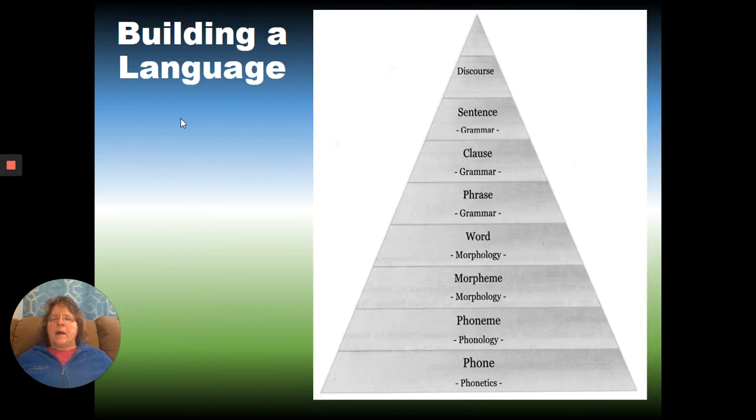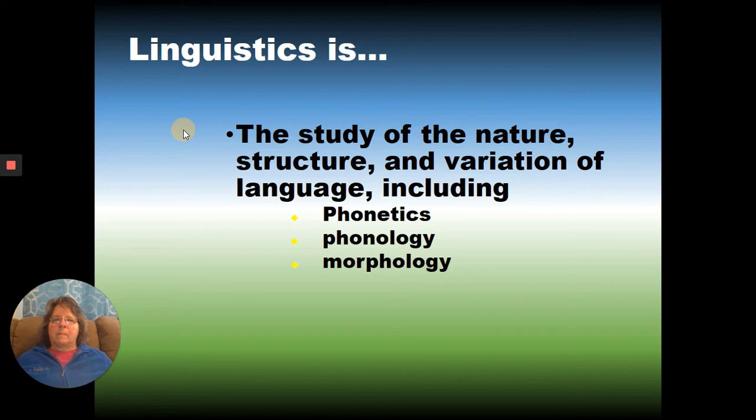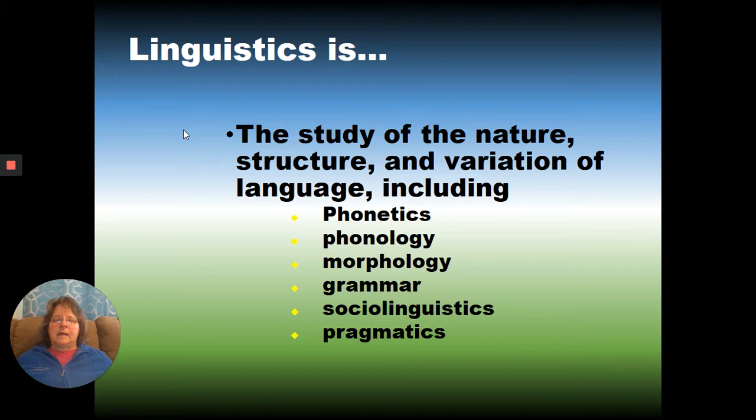So we think about a language and what are the building blocks of languages. You can see here this chart that has the different parts that make up how we construct a language. Linguistics is the study of the nature, structure, and variation of language, including phonetics, phonology, morphology, grammar, sociolinguistics, and pragmatics. These seem like a lot of words if you haven't seen them before. We're going to talk about each section as we go through this and how it will affect our primer.